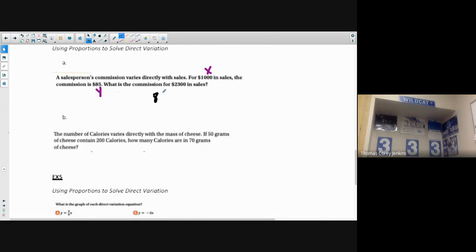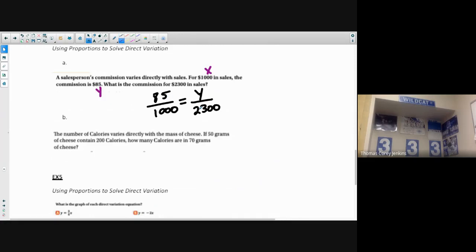So we're going to say 85 is to 1,000 as, now we're looking for the commission, so we're looking for an output, and then for an input of 2,300. This one, you're probably not going to want to use mental math on, because 1,000 times 2.3 is 2,300, and 2.3 is not very nice. So I would just say cross products there.